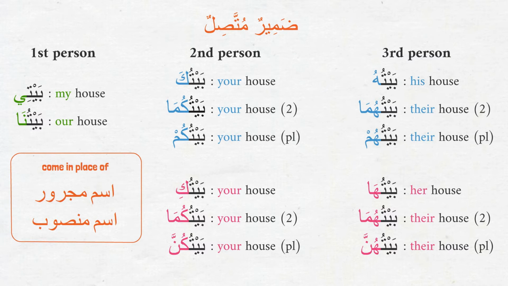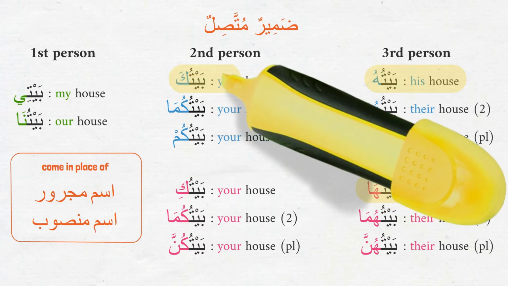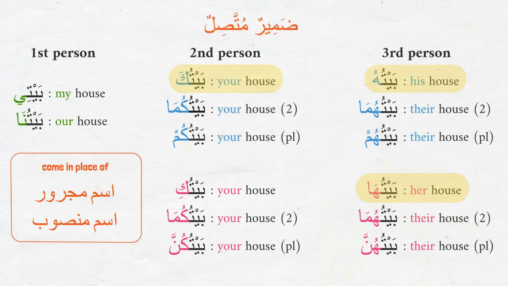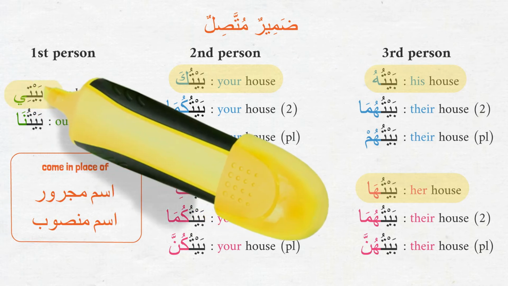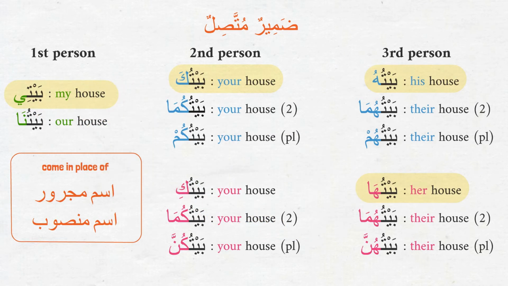As I mentioned in the last video, we'll focus on the 4 of them only in Lesson 10, and they are Baytuhu, his house, Baytuha, her house, Baytuka, your house, for mudhakkar singular, and Bayti, my house. And we'll learn the rest of them over the next few lessons of the book, insha'Allah.